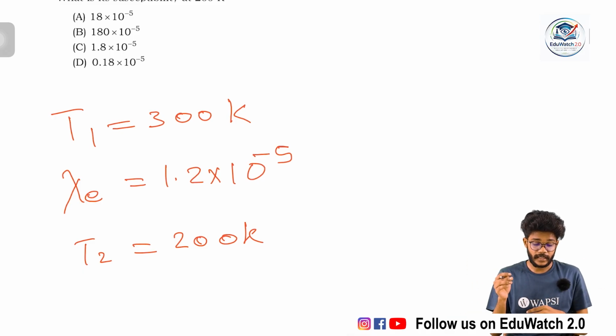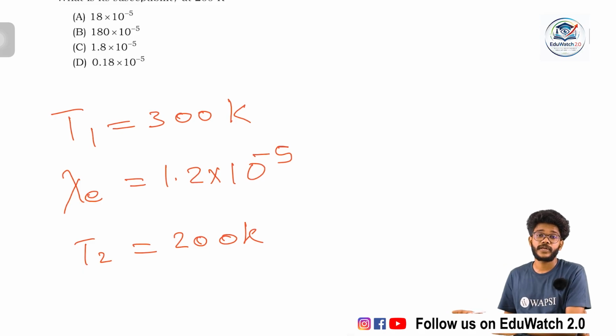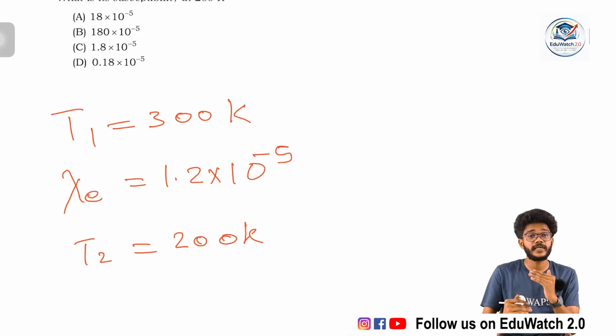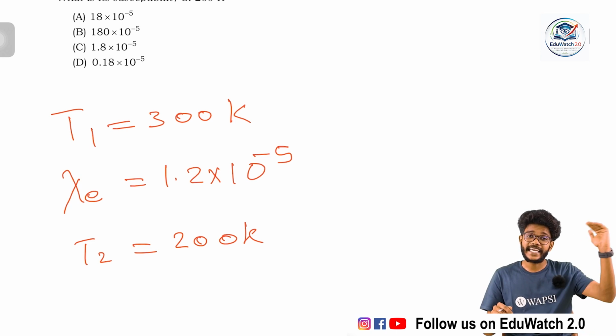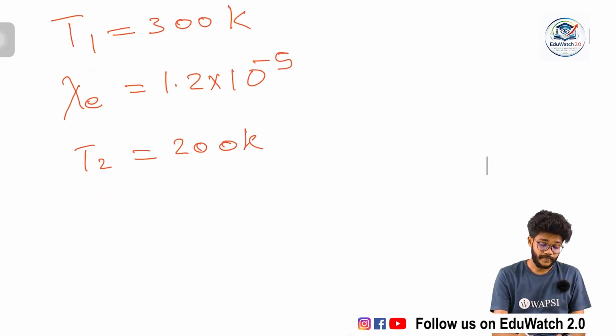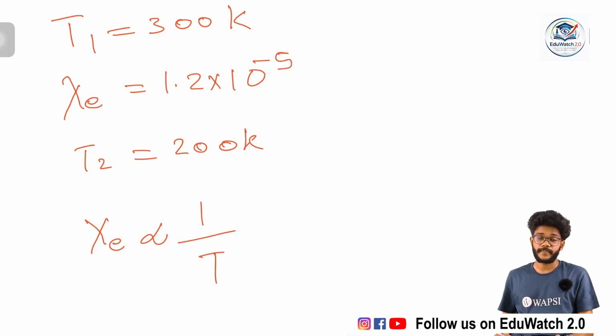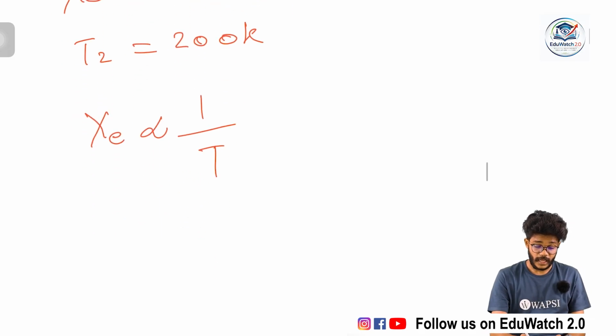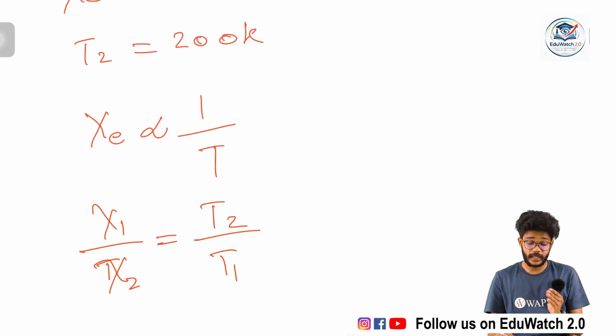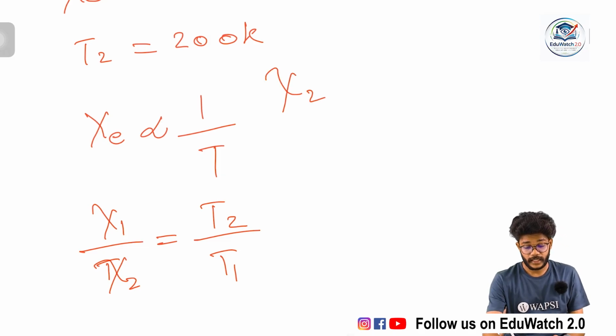The susceptibility is inversely proportional to temperature. That means when temperature increases, susceptibility will decrease. When temperature decreases, susceptibility will increase. So that is the relation: chi is inversely proportional to the temperature. So chi 1 by chi 2 is equal to T2 by T1. We want chi 2. The second susceptibility chi 2 is equal to T1 by T2 times chi 1.